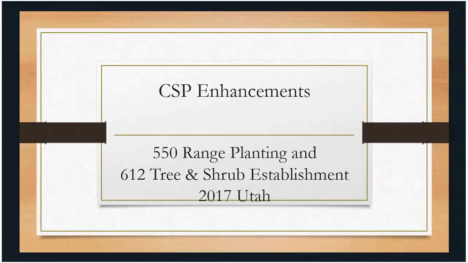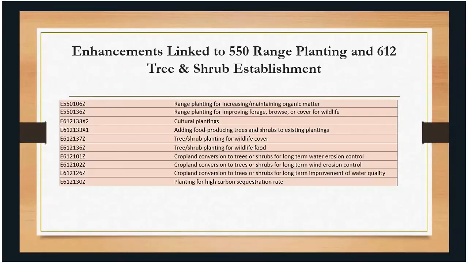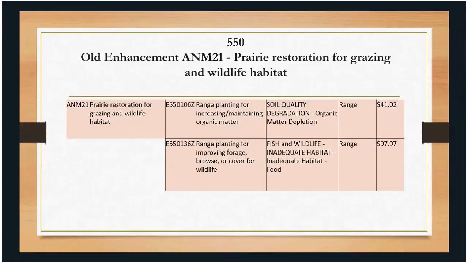All right, this next set, there's about half an hour to go here. It's for the enhancements that are tied to both range planting and tree and shrub establishment. So here's the list of those. You can see there's only 2 enhancements that are tied to range planting. And it looks like 9 or 10 that are tied to tree and shrub planting.